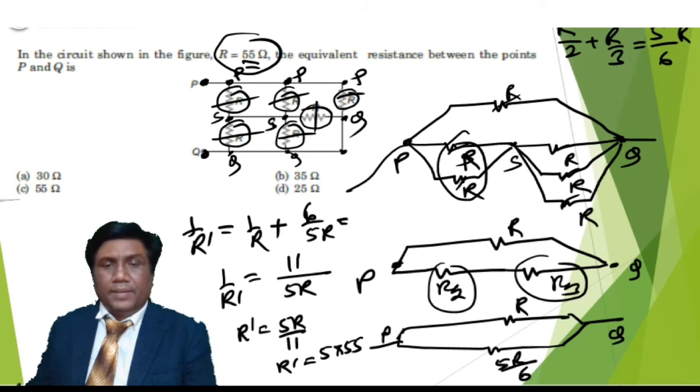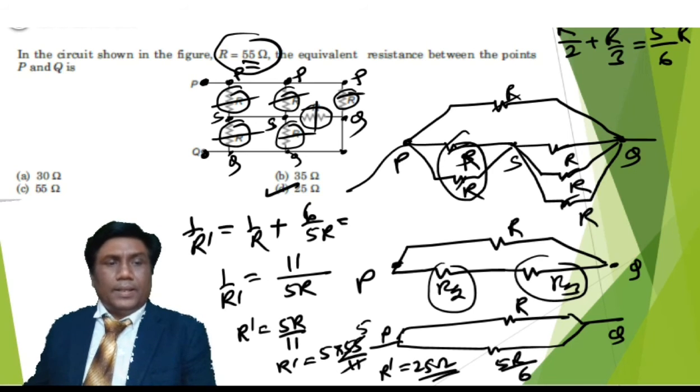According to the question R is 55, so R dash equals 5 into 55 by 11. If you cancel 55 and 11, it will be 5 times 5, so R dash equals 25 ohm. So the final answer is 25 ohm. This is the way we can discuss the problem.